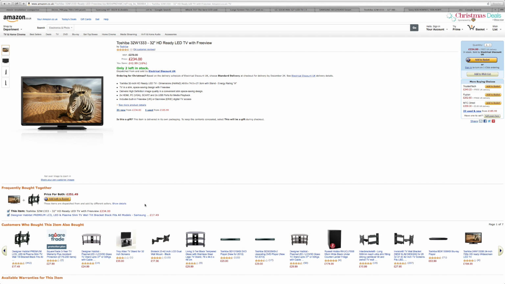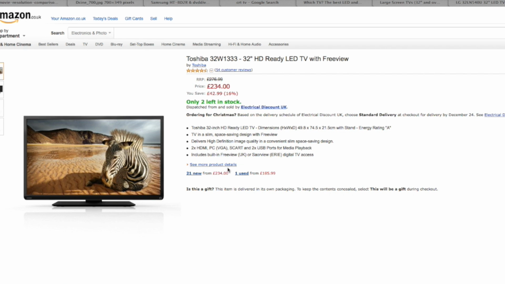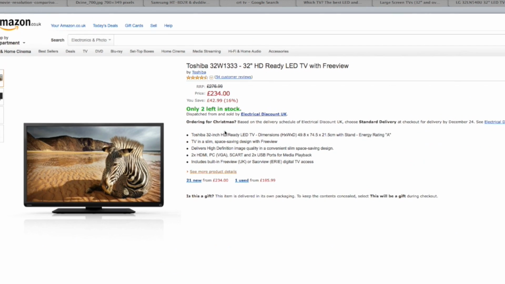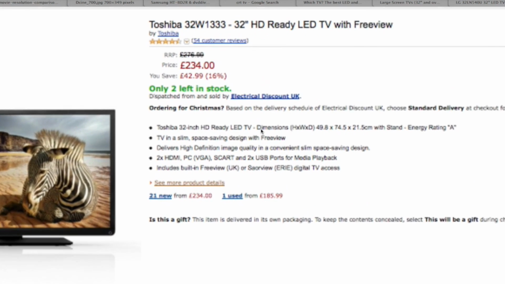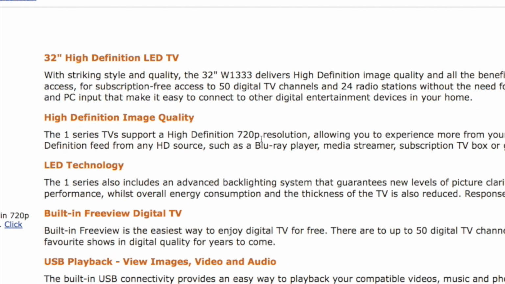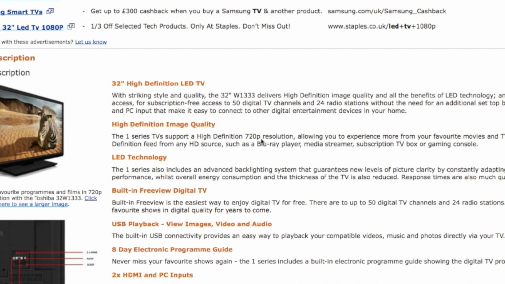So let's have a look at this, okay? This is the number one selling on Amazon right now for the UK market. What does it have? Okay, so we saw an LG there for $289, so wow, this is less than that. But what are we getting here? Okay, so it's a 32-inch. Firstly, it's not a full HD TV, okay, so we've got that out of the way.